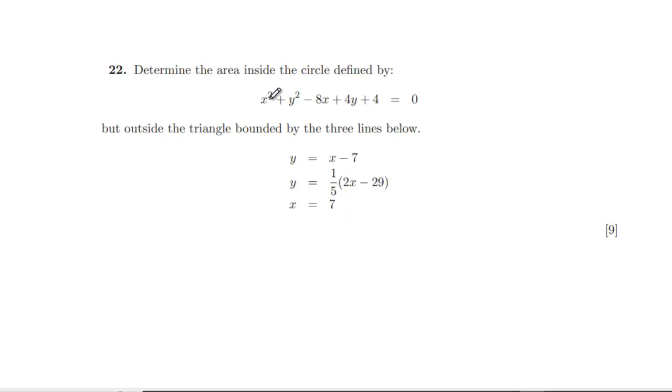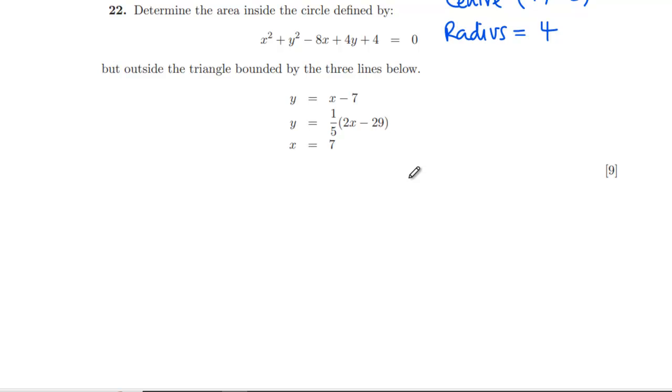lines. All right, so what do we know about this circle then? Well, the centre of the circle is going to be at (4, -2), and the radius is going to be equal to the square root of 16 plus 4 minus 4, so the radius is 4. So we got that. Question is, is this triangle going to be completely inside the circle or not?